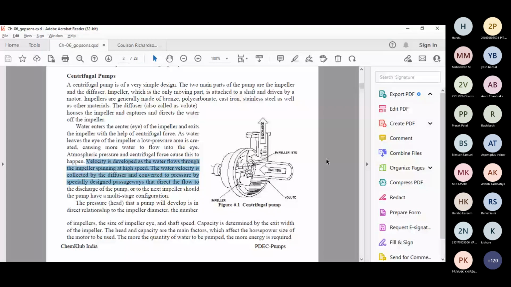So basically this rotating part is called the impeller. The outer part is called the volute or the casing. The center of the impeller is called the eye of the impeller. This is the discharge.